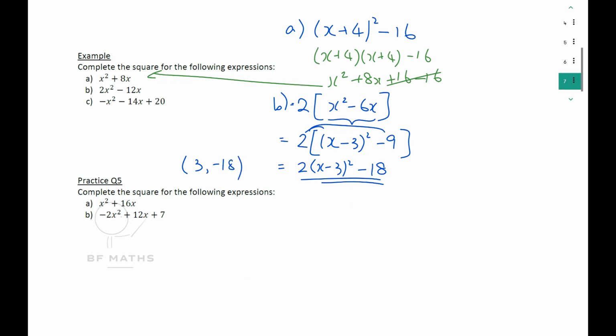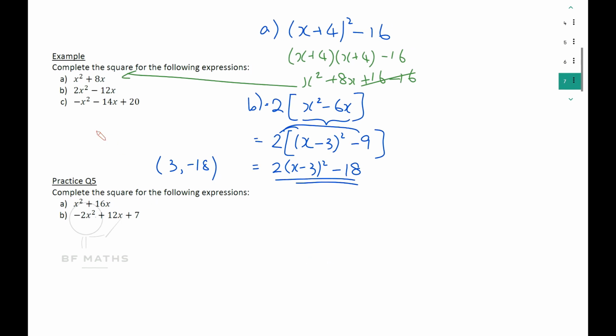Part C. What about part C? Part C with a minus in front. That's a similar case to part B, where we have a coefficient that is not 1 in front. Well, why is it not 1? Well, it's minus 1. So technically, they're not the same. It's like Pepsi and Coke. They're not the same.